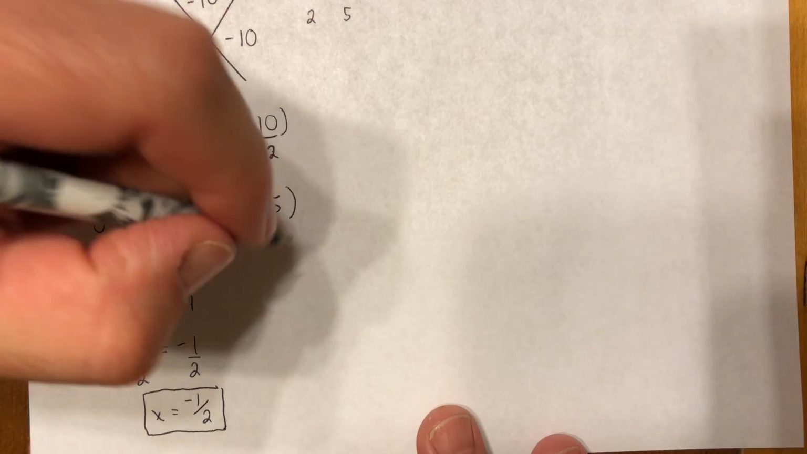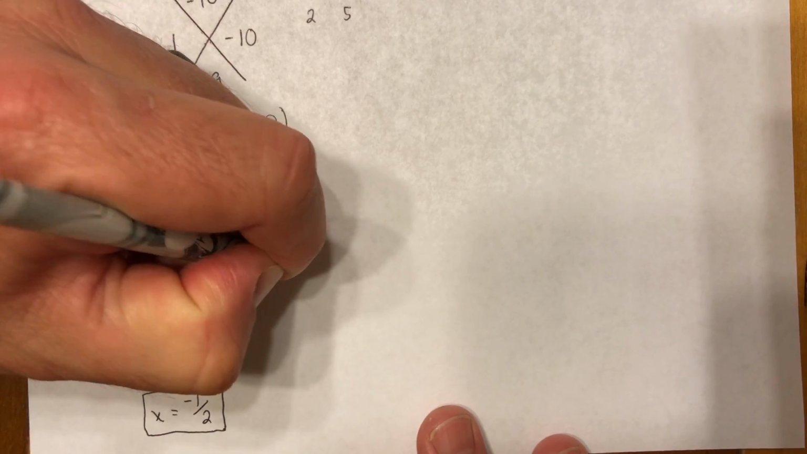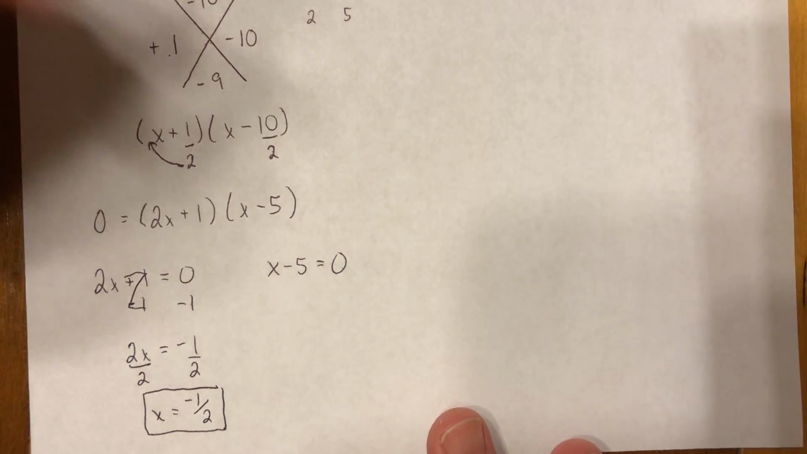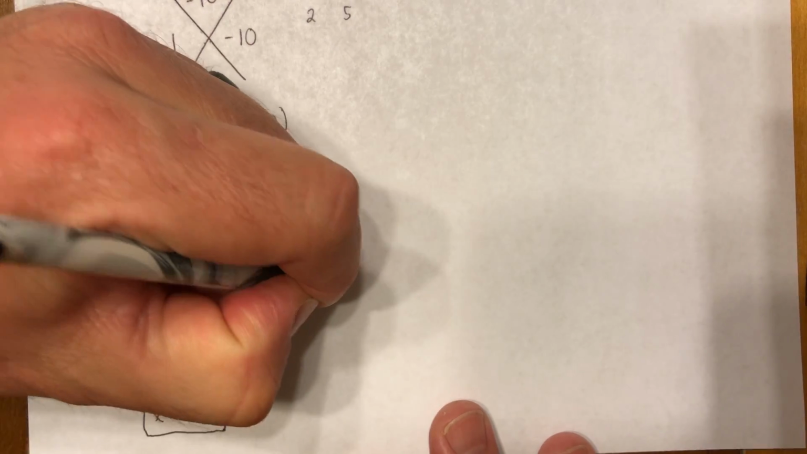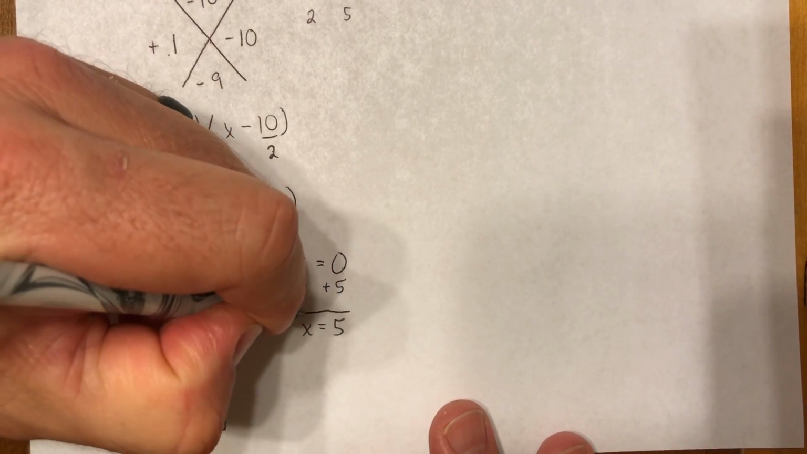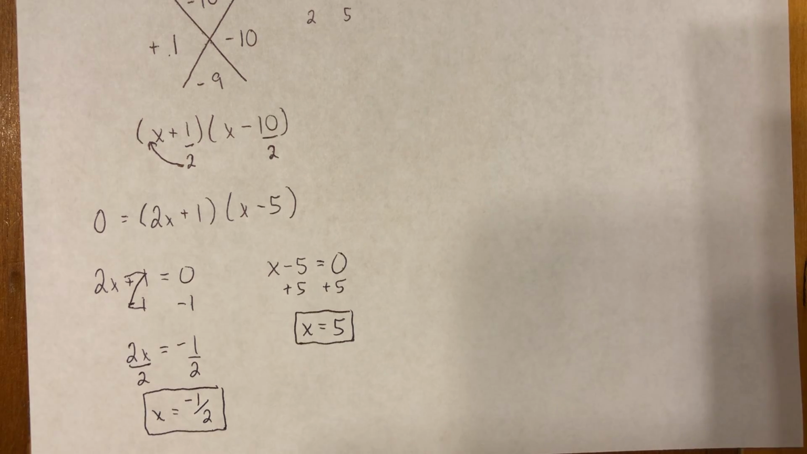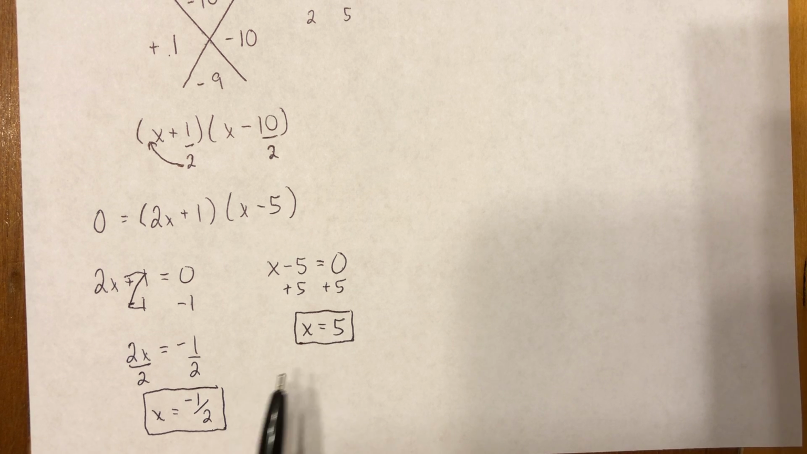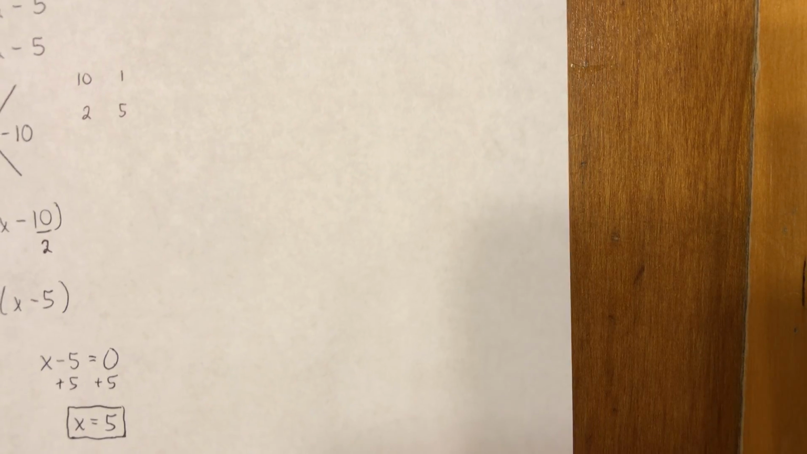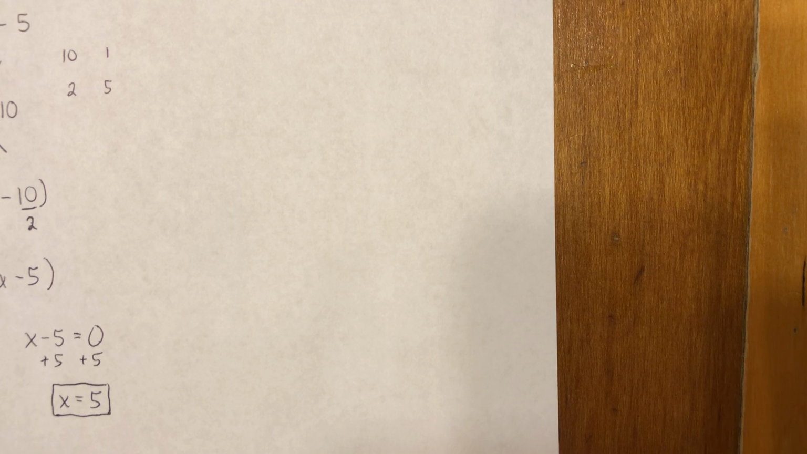Okay, now I come over here, and I've got x minus 5, and I want to set that equal to 0. I want to add 5 to both sides. So x equals 5. All right, so we have two solutions. Again, negative 1/2 and positive 5. So if I were to graph this equation, my graph is going to cross at negative 1/2 and at positive 5.